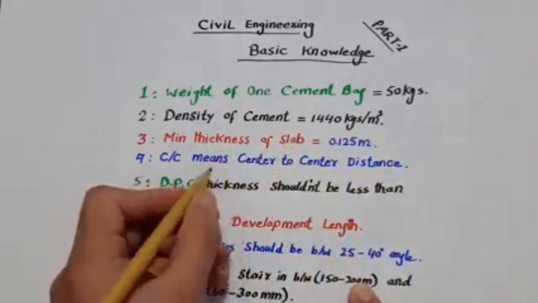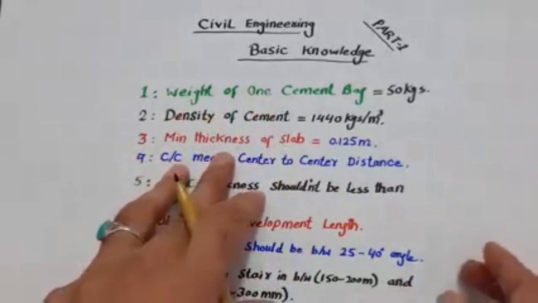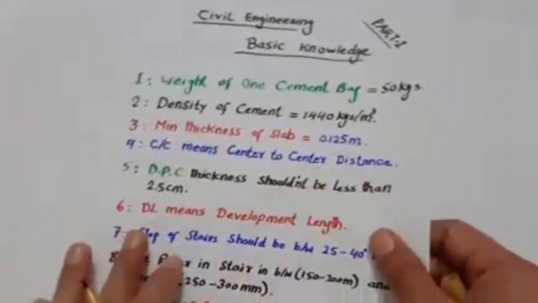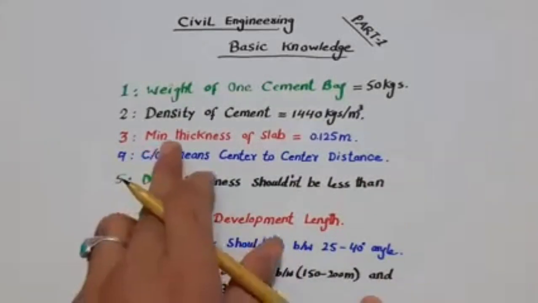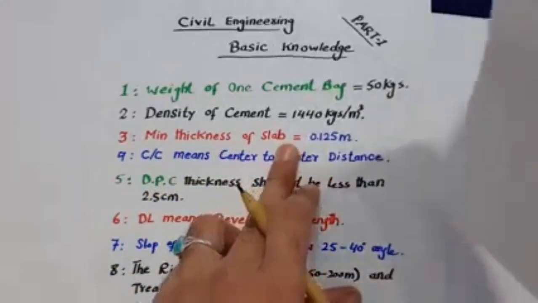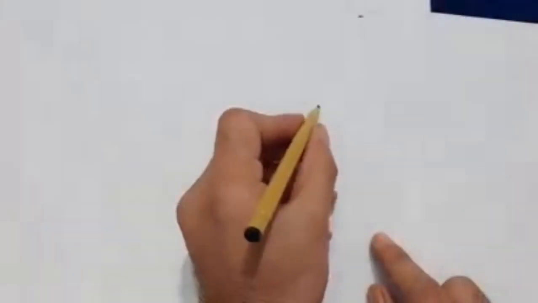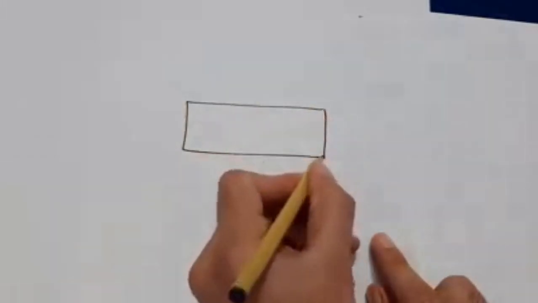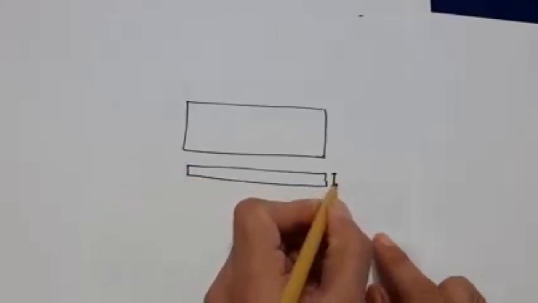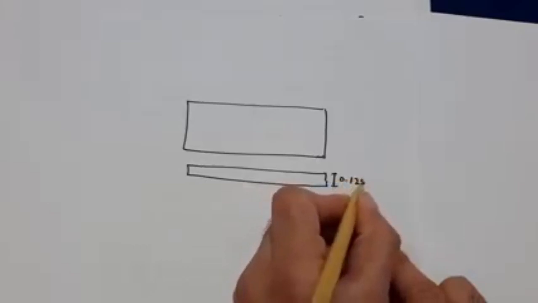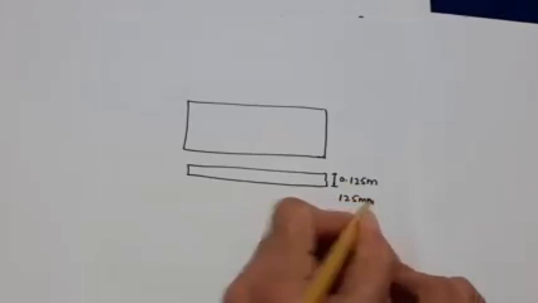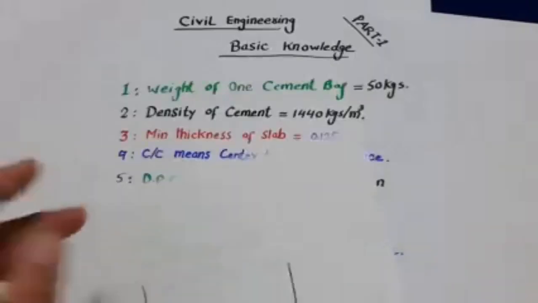Okay. The third one is, guys, minimum thickness of slab. Guys, we have about 15 points, as you can see, till 15 we have. The third one is minimum thickness of the slab. Guys, you can see here, this is the top slab, and this is the cross section. So the thickness of the slab should be minimum 0.125 meter or 125 millimeters.